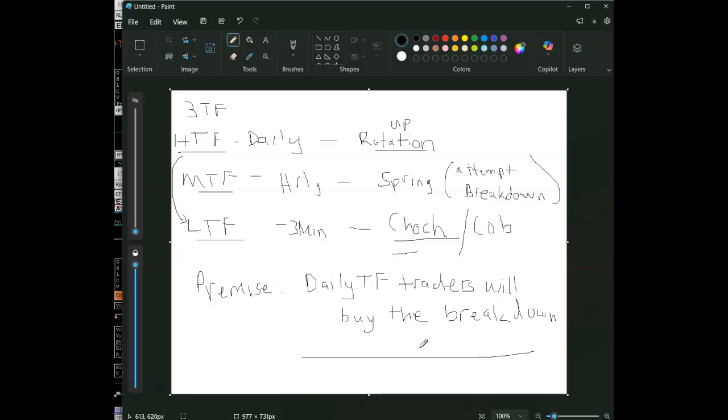And this is nothing new. This has been around for 100 years. I'm just explaining it in a logical, easy way, I hope. All right, but yeah, you need 3 time frames: daily, hourly, 3-minute or 5-minute. Daily is in an up rotation. Hourly tries to break down. Daily comes back in, buying it, and you can see that on a minute-based 3 or 5-minute time frame as a change of character or change of behavior. And you can put it all together in terms of indicators and stuff like that, which I've just showed you. Done. Thank you.